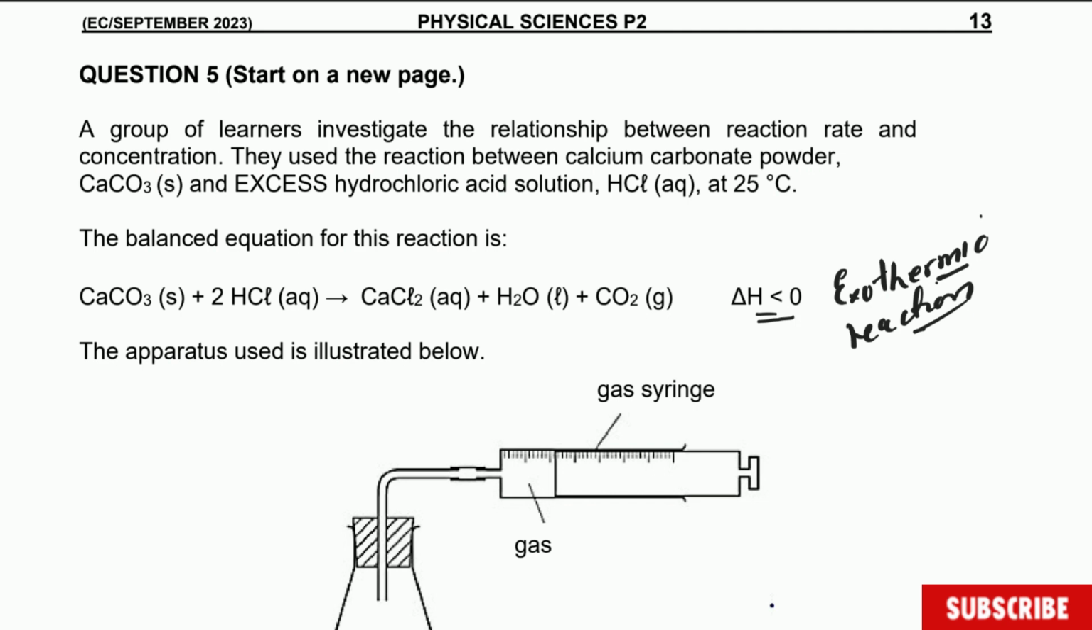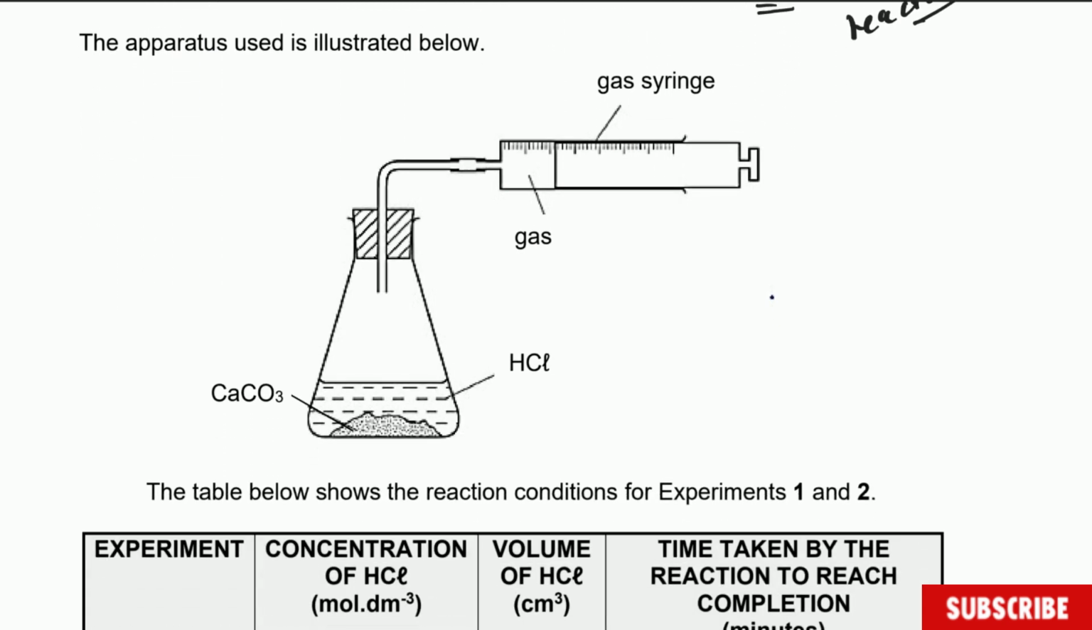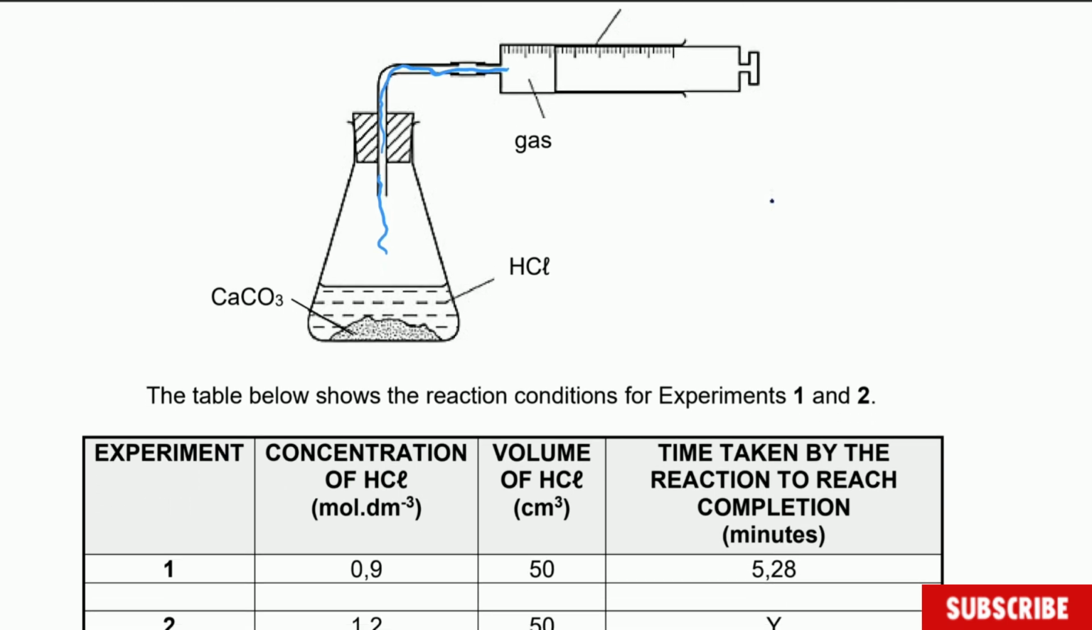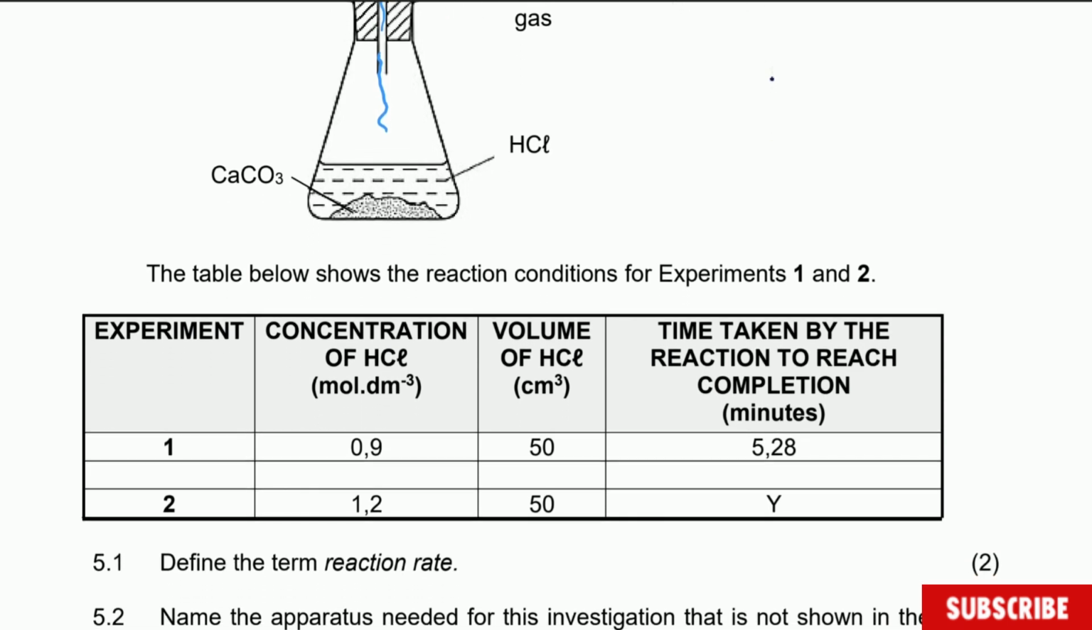Okay, the apparatus used is illustrated below, and you have this apparatus in which the reaction happened here. The gas is going to go up the conical flask, and through this tube all the way to the syringe, and the gas was collected there. The table below shows the reaction conditions for experiments 1 and 2, the two experiments in which they change the concentration, as you can see there.